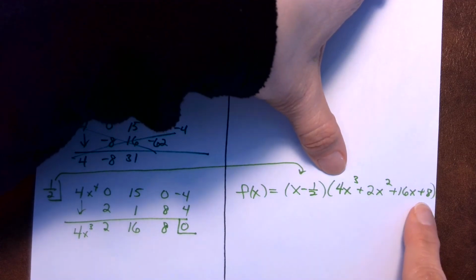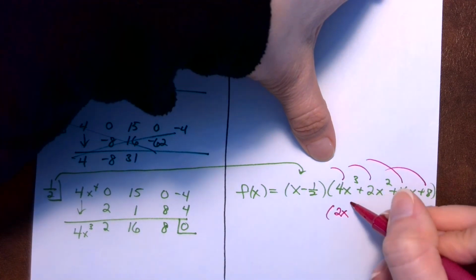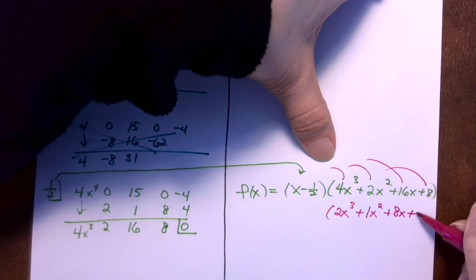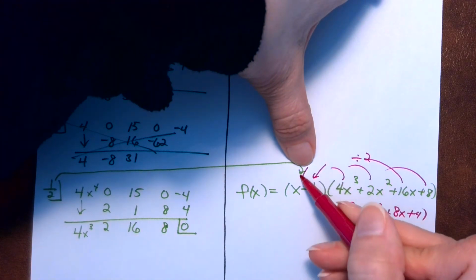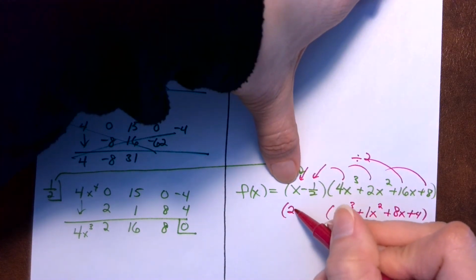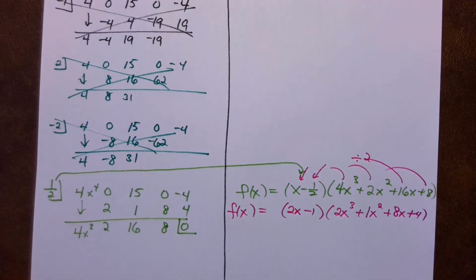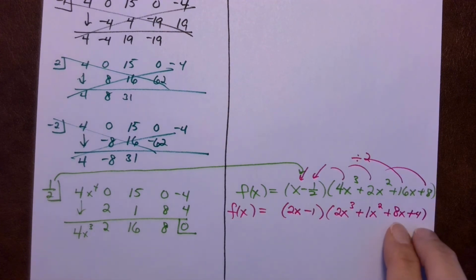All of these numbers here are even. I'm going to take out a 2: 2x cubed plus 1x squared plus 8x plus 4. I'm dividing out a 2, and where am I going to distribute that to? Into this factor. So it's 2x minus 1. Nice. Okay, can we do factor by grouping? 2 and 1. Oh, maybe we can do factor by grouping.